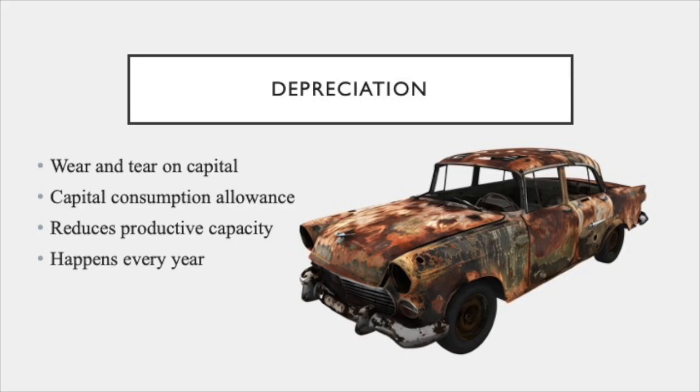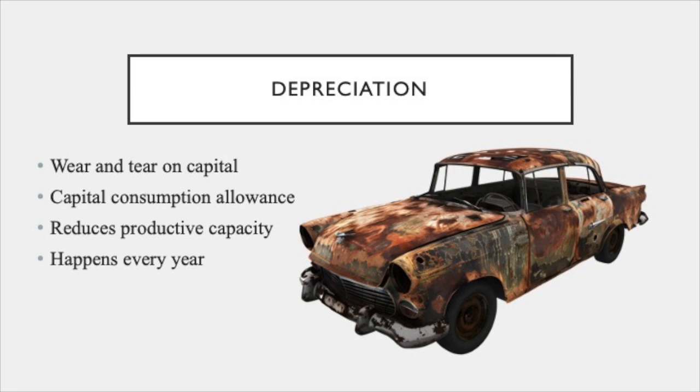Next, we have depreciation. Depreciation is the value of capital goods, like machines, equipment, or buildings, that gets used up or worn out in the production process each year. Think of it like your car. The more you drive it, the more it loses value, and eventually you'll need to replace parts or even the whole car. The same idea applies to the tools businesses use to make goods and services.